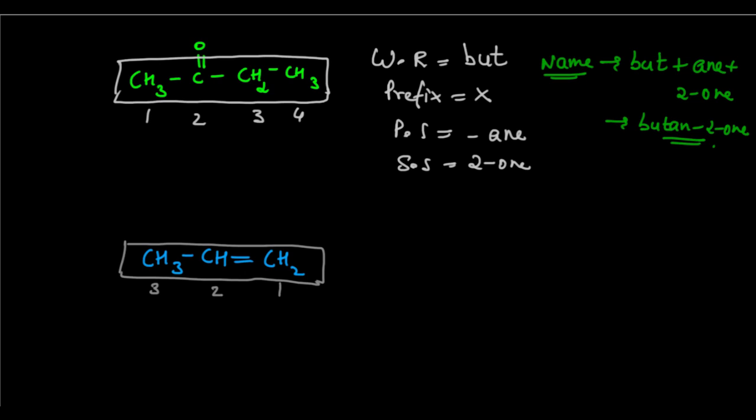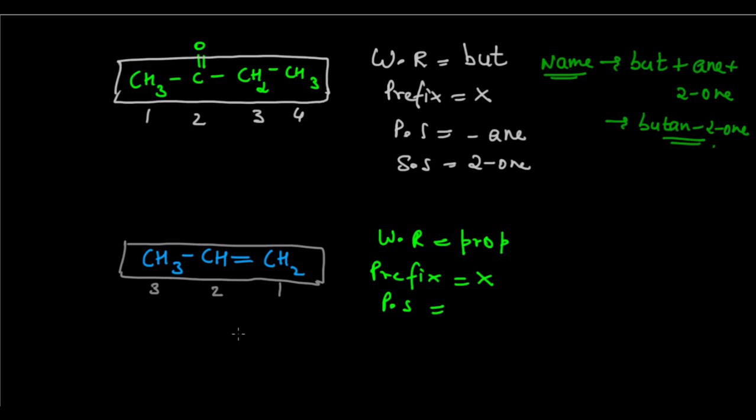Now word root. So word root is prop. Prefix is nothing because there's no substituent. Primary suffix. Now comes the confusion. Should we put 1-ene or should we put 2-ene? Because both carbon atoms are involved. Remember this one thing, whenever we are putting that number, we have to put the lowest number from whichever carbons are attached in the bond.